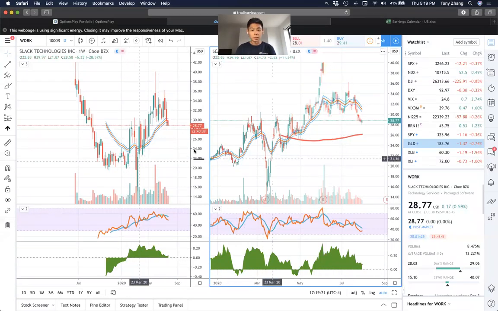What indicators should we look at to see the money flow? So I use the Chaikin money flow.